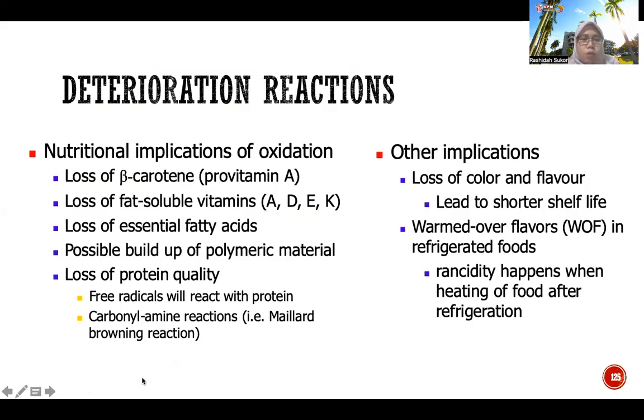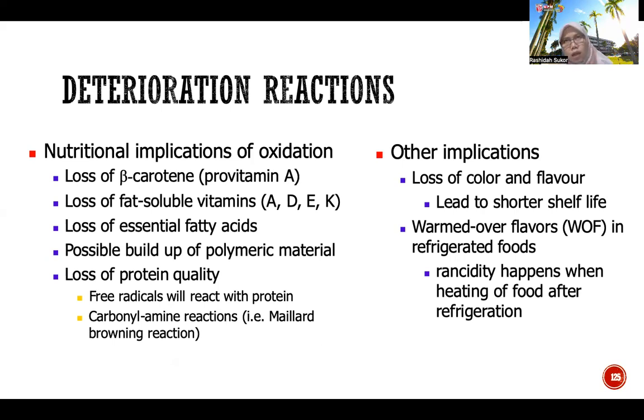What is the impact? Okay, the impact is the loss of beta carotene. Beta carotene is provitamin A. You can also have loss of fat soluble vitamins or ADEK vitamins, loss of essential fatty acid, possible build up of polymeric material, and loss of protein quality because protein will react with the free radical. Okay, so carbonyl amine reaction. Carbonyl amine reaction is the Maillard reaction.